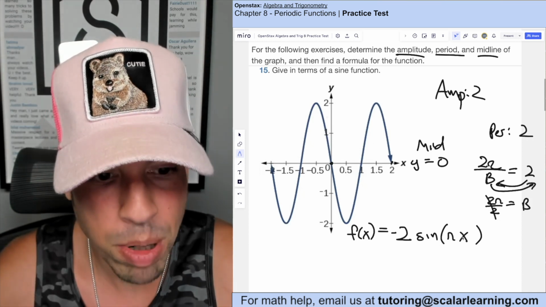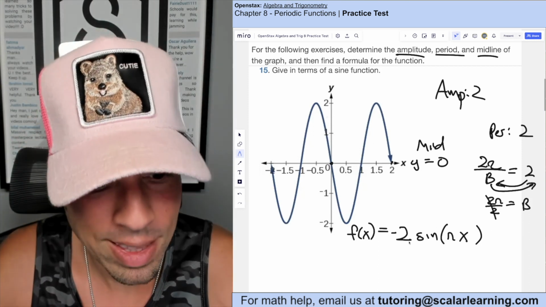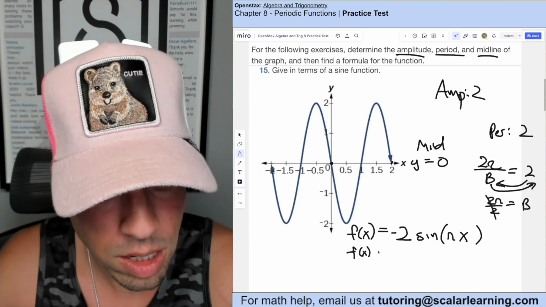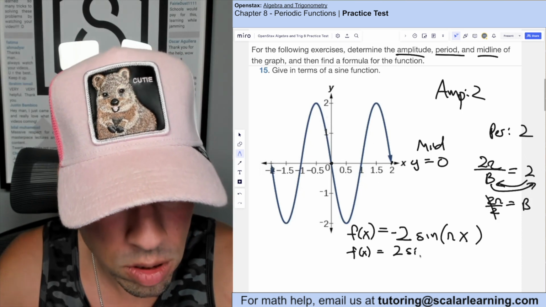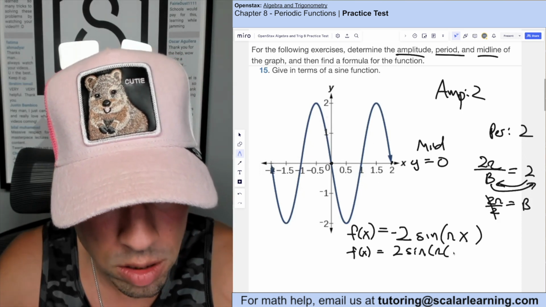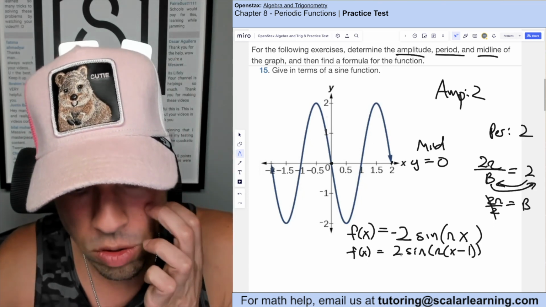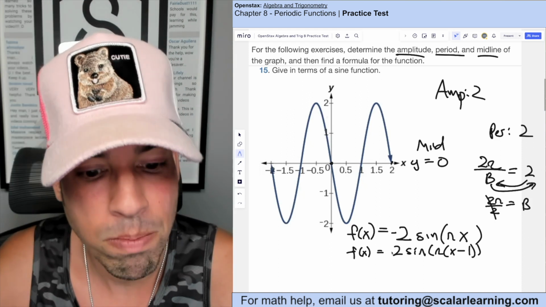So sine pi x, and the midline's at 0, so there's no vertical shift. And by the way, just to clarify, this is correct, but I'm going to give you one alternative function because this is how they put it in the back of the book, and it's the exact same, okay? They made it 2 sine, and then they had a horizontal shift to the right by 1, okay? So this is what they have in the back of the book, and then they didn't negate the 2. It ends up being the same thing.